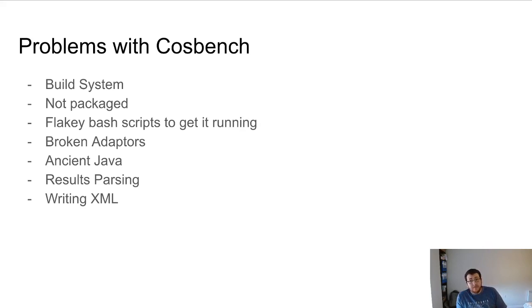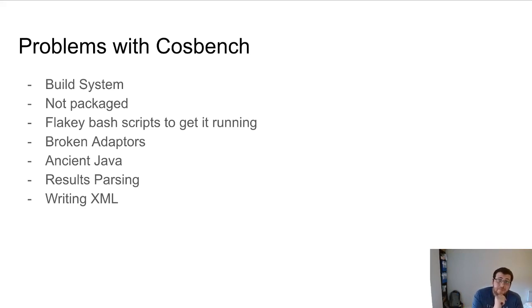Obviously, it doesn't have a build system. So if you want to build Cosbench from source, you have to download Eclipse, figure out all the voodoo it takes to load all the different bundles and Java libraries into Eclipse, and build it. Not only that, the latest release doesn't build and it doesn't run. There's weirdness there. You want to go one release back. It's not in a great shape.